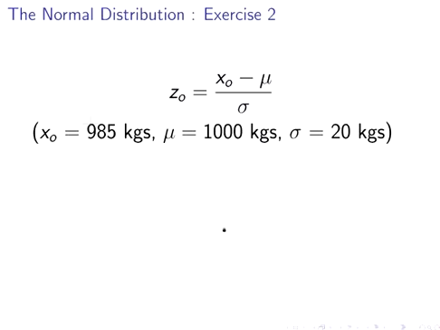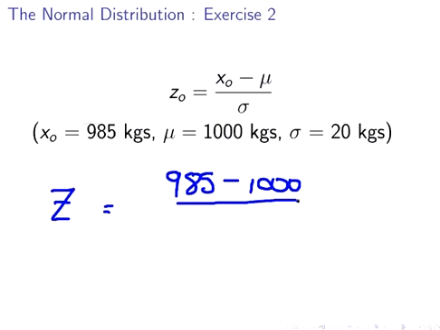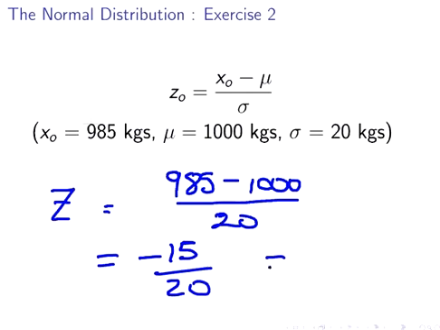It is 985, so the z-score is 985 minus 1000 all over 20. That's equal to minus 15 over 20, and that is equal to minus 0.75. Again, you might have a look at your tables and not see negative values there, but it is possible to get a negative z-score, and don't worry about it, there's a special rule you can use. So the z-score for this particular case is minus 0.75.